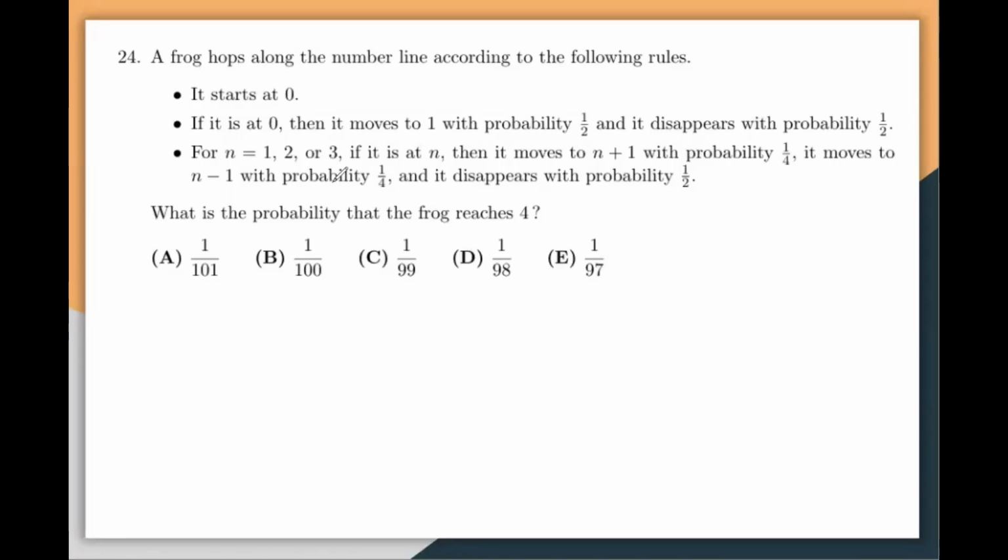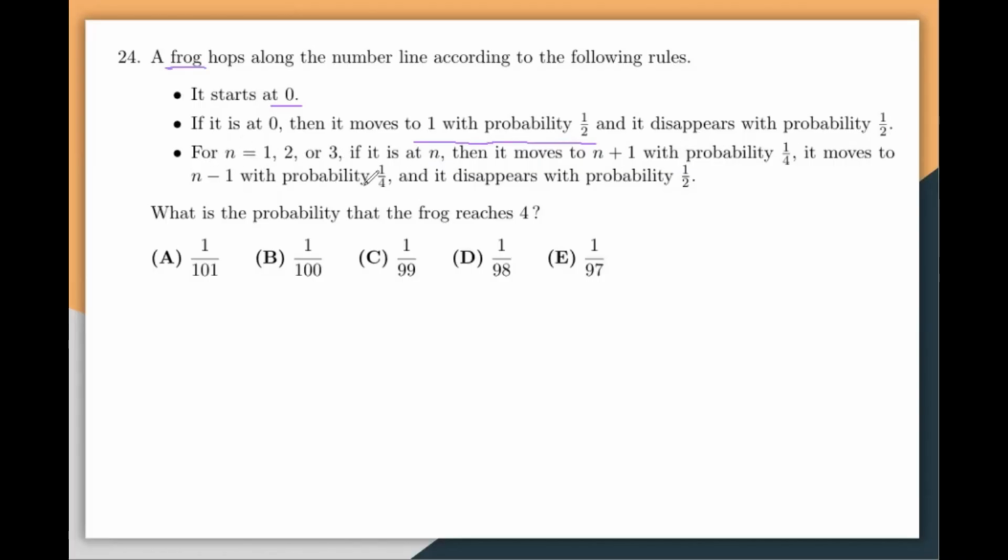Okay, so here's number 24 for 10b and 20, I believe, for 12b. There's a frog that hops along the number line by the given rule. If it is at 0, it moves to 1 with a probability of 1/2. So you're moving right with one half probability. It disappears with 1/2 probability.